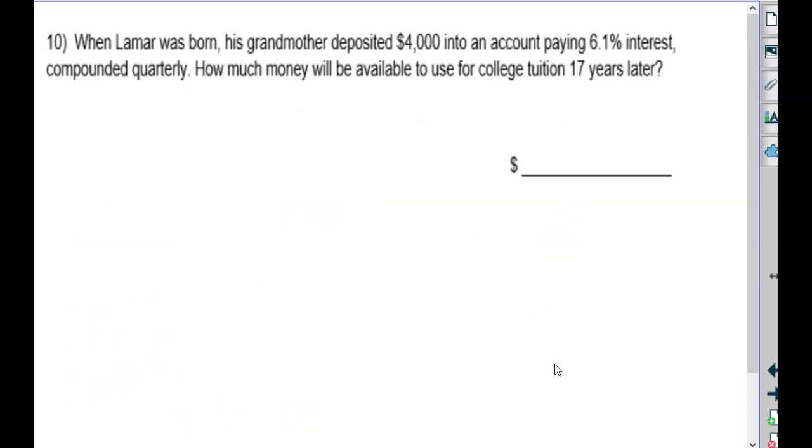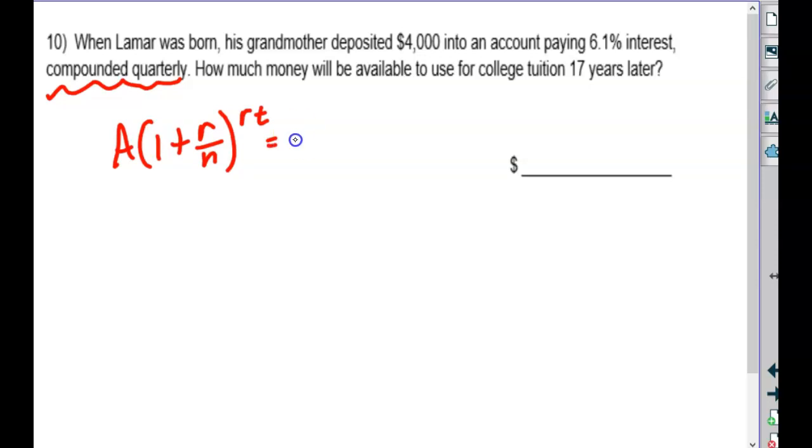Number 9, is this a finance app question? No, because it's just compound interest. So the formula, I think it looks like this. Oh, it's A here and P here. I got the letters in the wrong spot, but the formula's right.